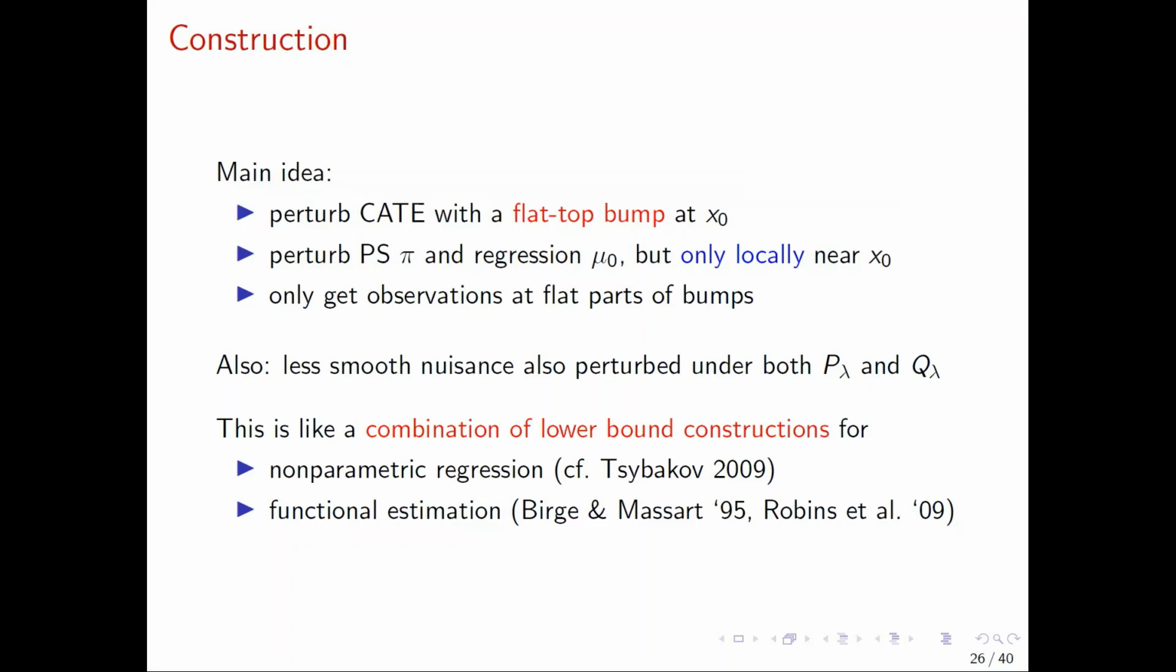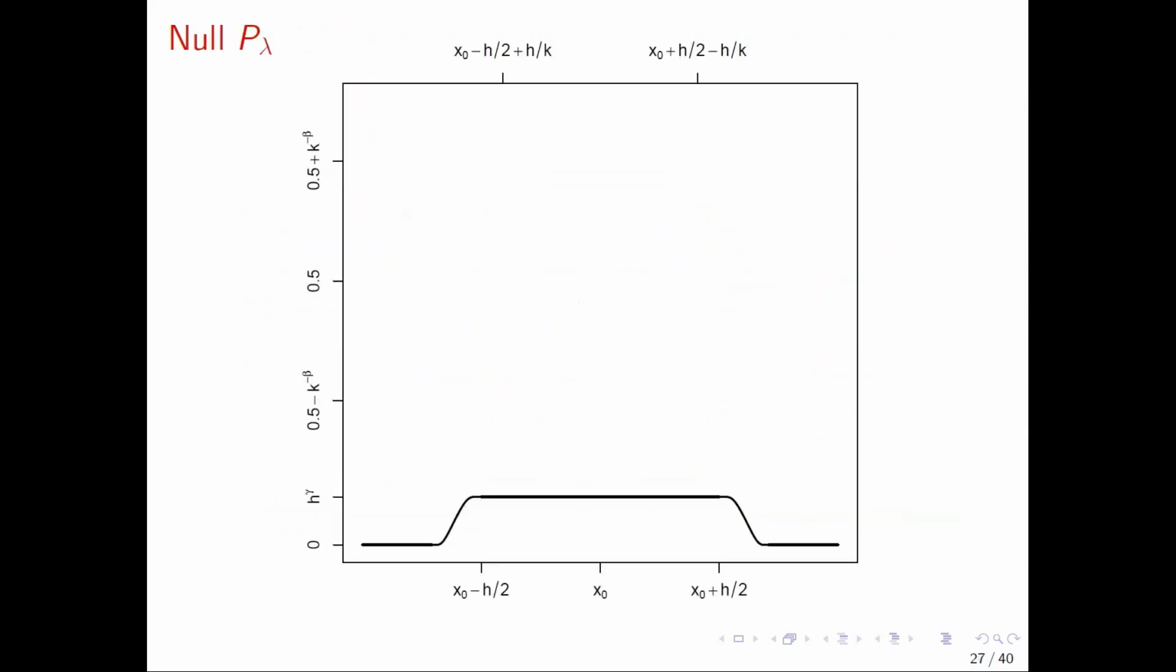So there are some nice papers by J.B. Robbins here and Birgit Massart, where they do this for other functionals. This paper by Jamie is the only paper I know of where people have looked at minimax rates for causal effects. So here's a picture of what this looks like.